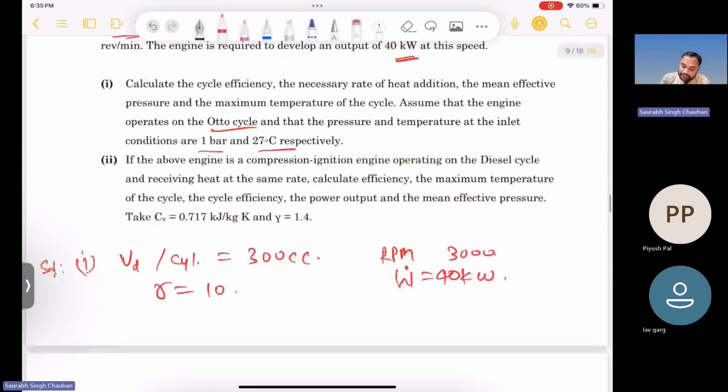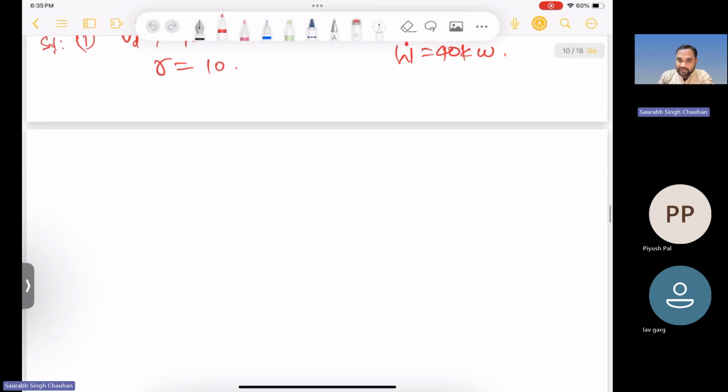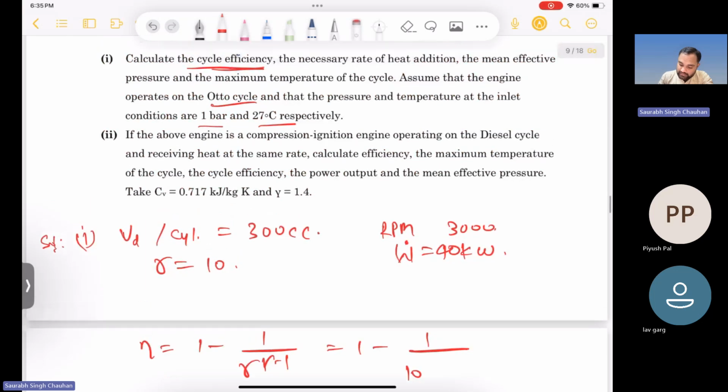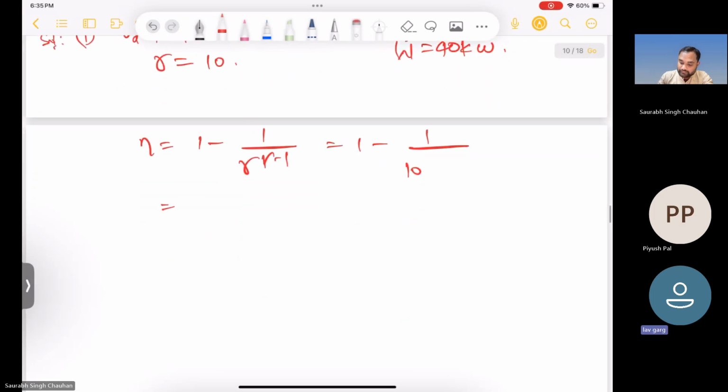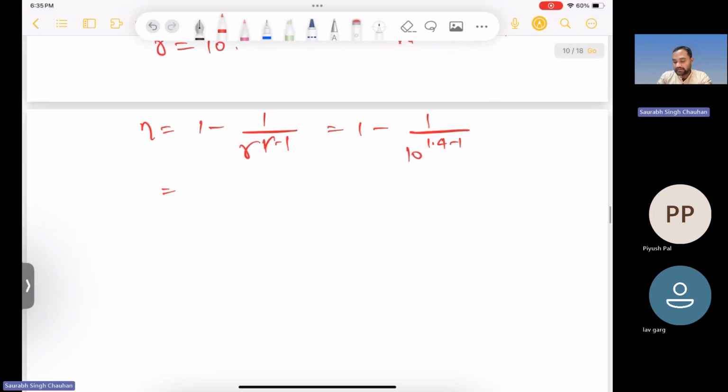So we have to find the cycle efficiency. For cycle efficiency, it is given that we can assume it is the Otto cycle, so we can use the direct formula. For the Otto cycle, eta is equal to 1 minus 1 divided by compression ratio to the power gamma minus 1, correct? So the compression ratio is 10 to the power gamma minus 1, where gamma is 1.4, so 1.4 minus 1. You can quickly calculate this value.